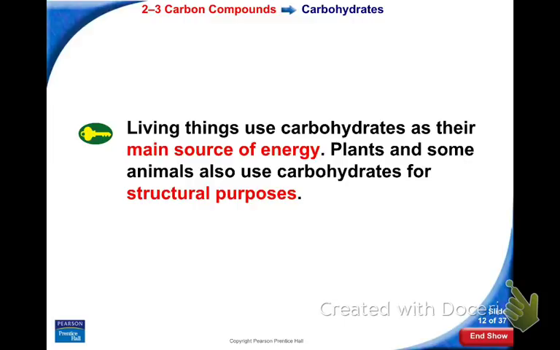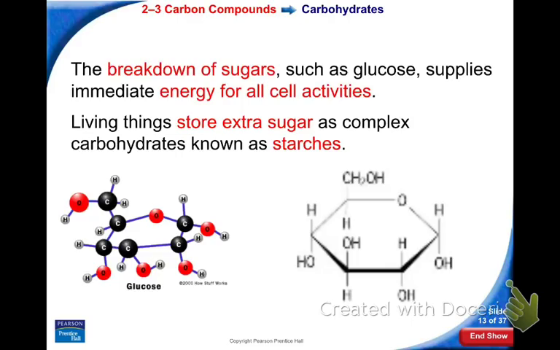So carbohydrates are our main source of energy, and they have a structural purpose. Plants use carbohydrates for their cell walls outside of their cell membranes for structure so that the stem can stand up. And animals, insects, will use carbohydrates for their strong exoskeletons. Again, you're going to be writing down the stuff that's in red. So when we take a sugar and break it down, the breakdown of sugars, such as glucose. Glucose is a sugar. This gives our body an immediate energy source. So that is our main primary use.